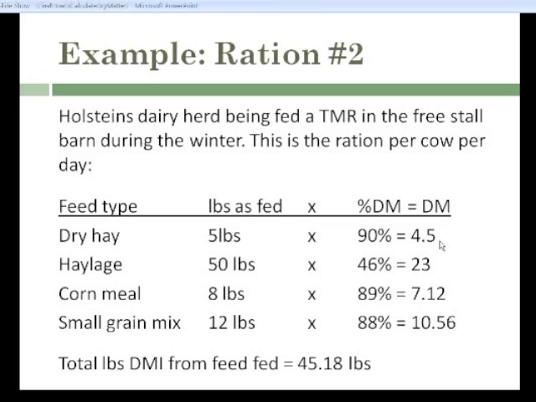So there's 4.5 pounds of dry matter from dry hay, 7.12 pounds of dry matter from the cornmeal, 10.56 pounds of dry matter from this small grain mix the farmer was growing right on the farm. And we add all of those numbers together, and this is the total dry matter from feed fed. So this is the winter, they're getting 100% of their dry matter intake from feed fed because it's not during the grazing season. We'll do an example in a little while looking at the dry matter intake from feed fed during the grazing season.